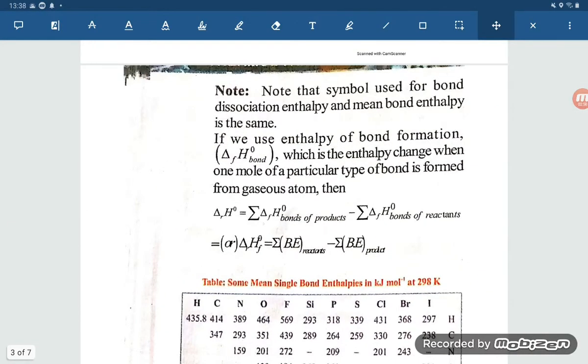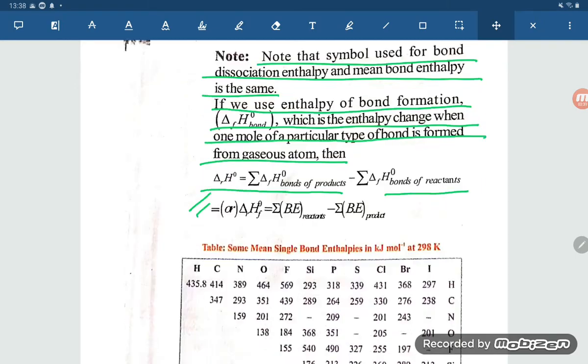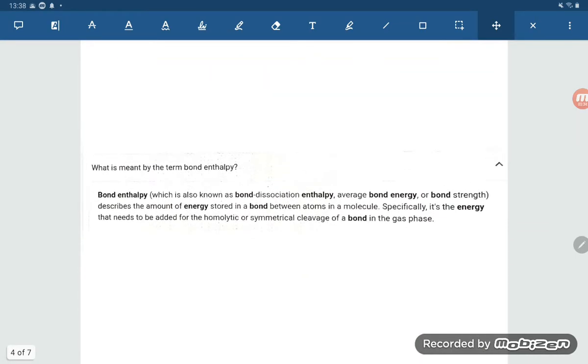Here the tables are there, students, for how we have to calculate the bond dissociation energy. Note that the symbol used for the dissociation enthalpy means bond enthalpy is the same. If we use the enthalpy of bond formation, that is delta f H of the bond, which is the enthalpy change when 1 mole of a particular type of bond is formed from gaseous atoms. In that case, the enthalpy of formation is bond of product minus bond of reactant. This is the enthalpy of bond formation, and these are their values.